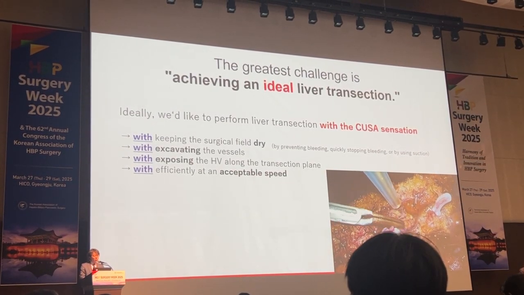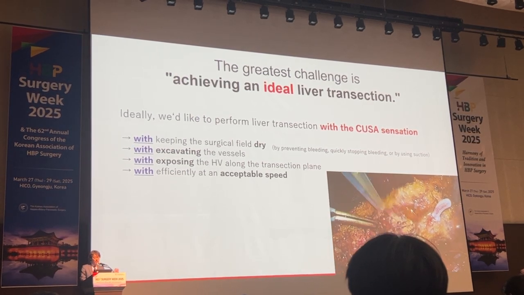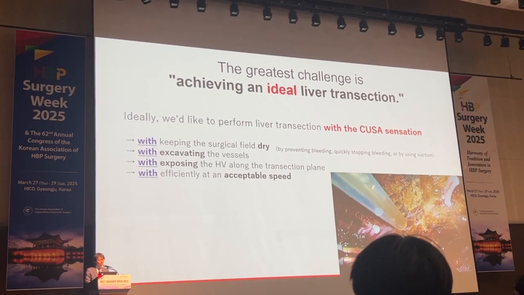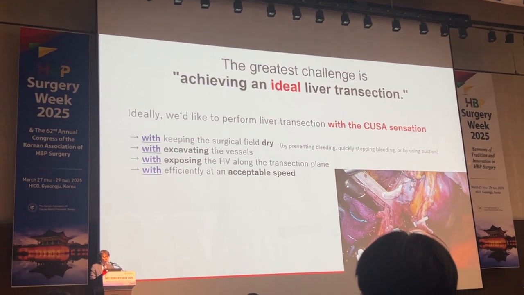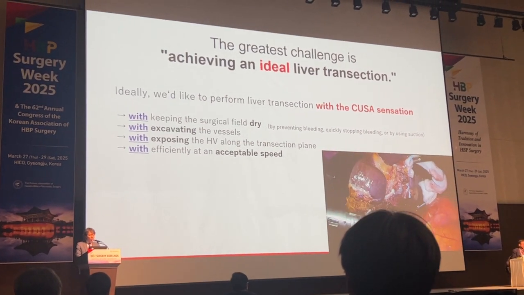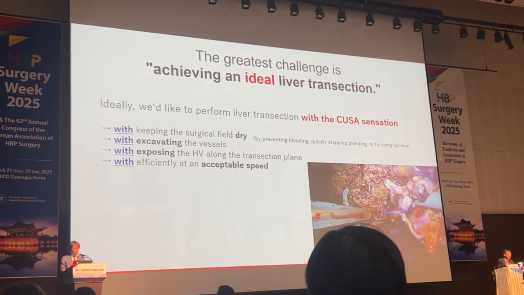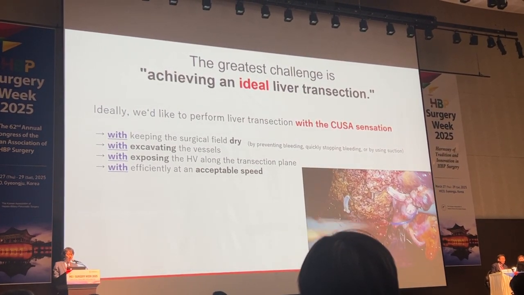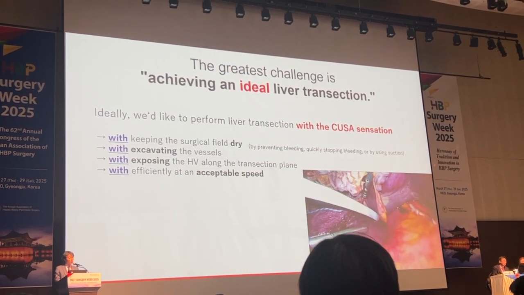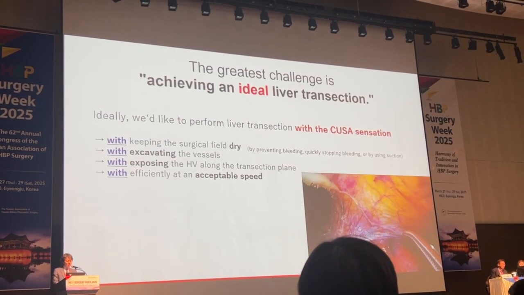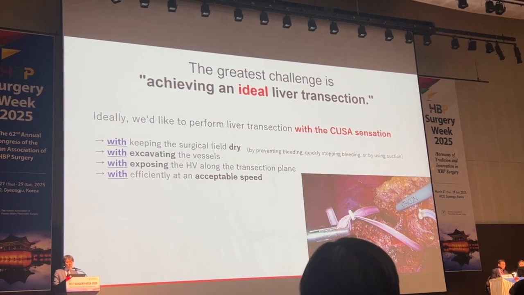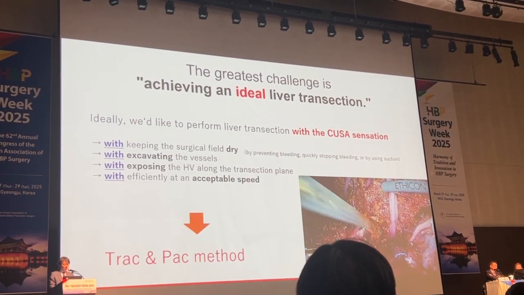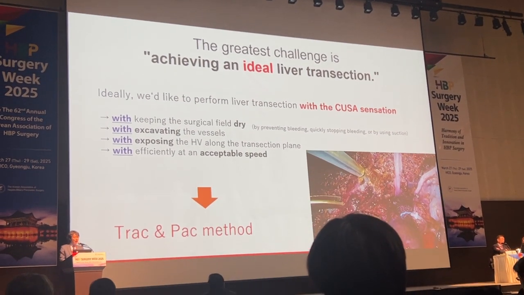Ideally, we would like to perform the liver transection with the CUSA sensation. I think the term CUSA sensation can be replaced with the following conditions: keeping the surgical field dry by preventing bleeding, quickly stopping bleeding by using suction, excavating the vessels and exposing the hepatic vein, and working efficiently at an acceptable speed. At present, there is no da Vinci CUSA, so we developed a method that uses Marian forceps to achieve this sensation. It is called the Trac and Pac method. Today I will introduce this.